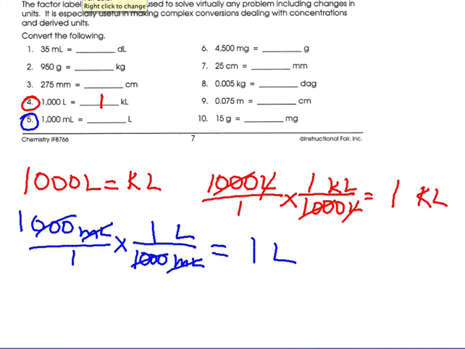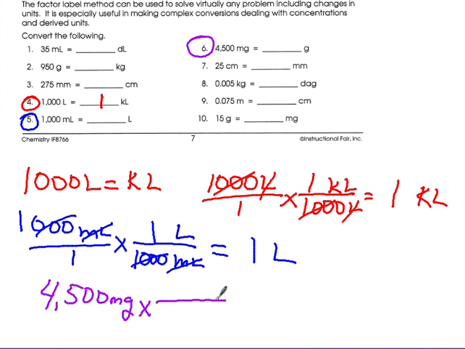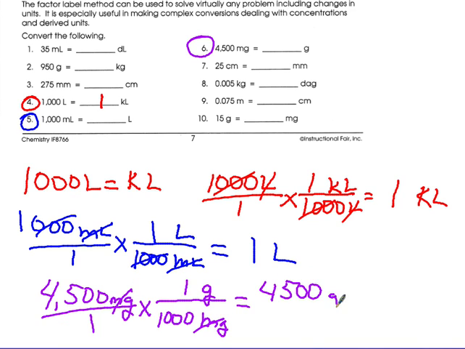The last one that's going to fit on this page is number 6. 4,500 milligrams. I want to get to grams. Milli means that you divide the base unit by 1,000. So there's 1,000 milligrams in 1 gram. Milligrams cancel. I'm left with 4,500 grams over 1,000. Zeros cancel. I'm left with 45 divided by 10, which is 4.5 grams.